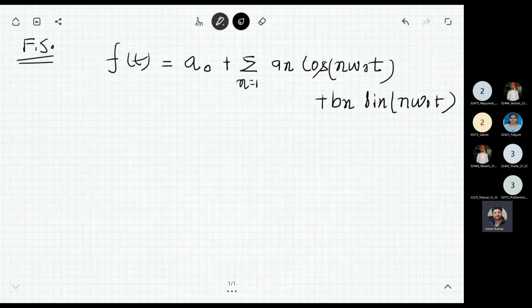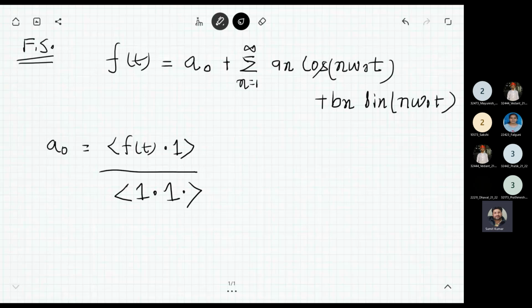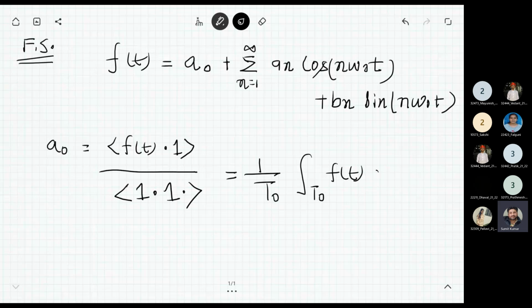n is basically a natural number, and we realize that a naught is nothing but the dot product of f(t) with constant 1, divided by the dot product of 1 with 1 only, and this turned out to be 1 by T naught, integration over a period of T naught, f(t) dt.